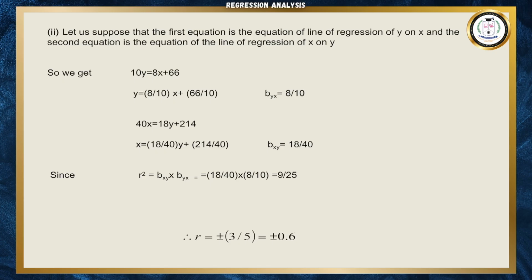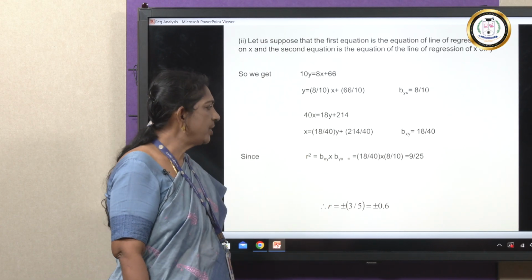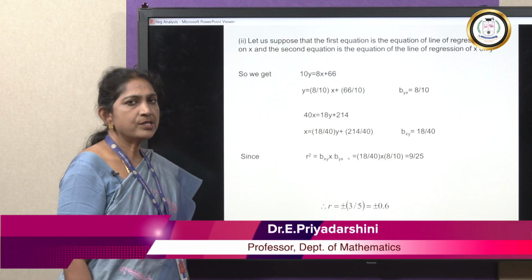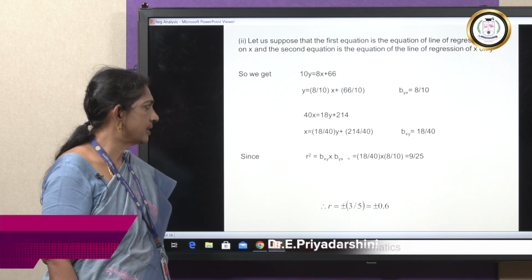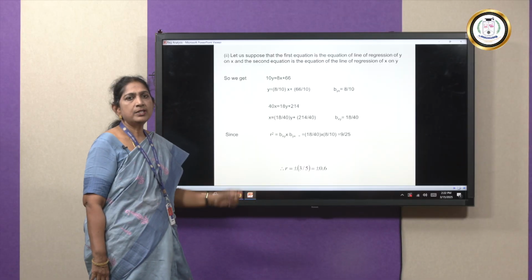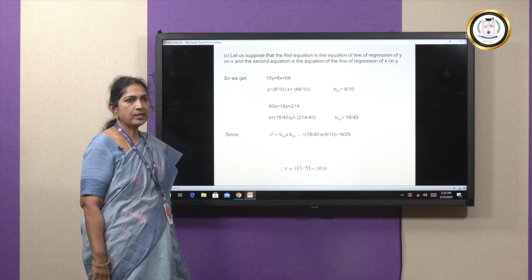So now we have to calculate our R square. R square is nothing but byx multiplied by bxy. So that gives you 9 by 25, and taking the square root, we are able to get R, the correlation coefficient, to be plus or minus 0.6. So we have done an analysis of this regression, and in the coming videos we'll be doing more things in detail. Thank you very much.